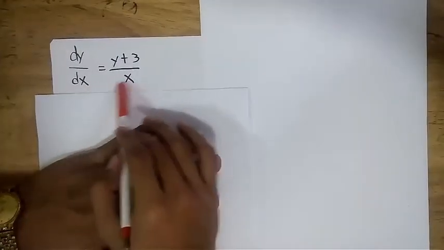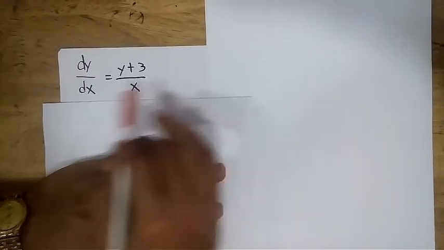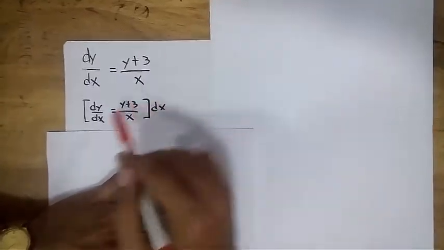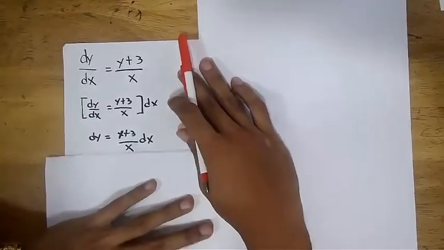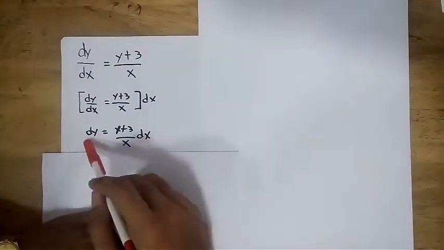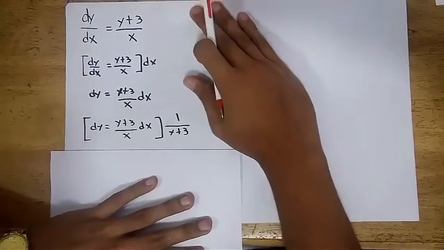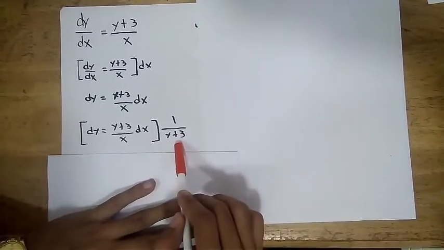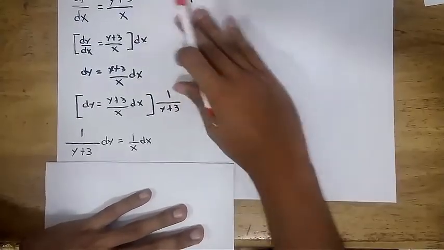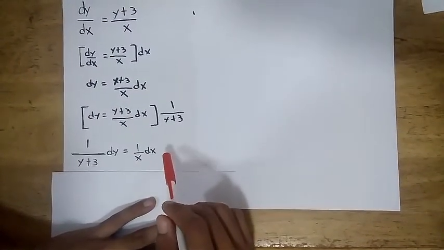So another example of variable separable is dy over dx equals (y plus 3) over x. So let's proceed to answering. So we will multiply the equation by dx. So the answer is dy equals (y plus 3) over x dx. So now let's proceed with multiplying it by 1 over y plus 3. So the answer for it is 1 over (y plus 3) dy equals 1 over x dx.